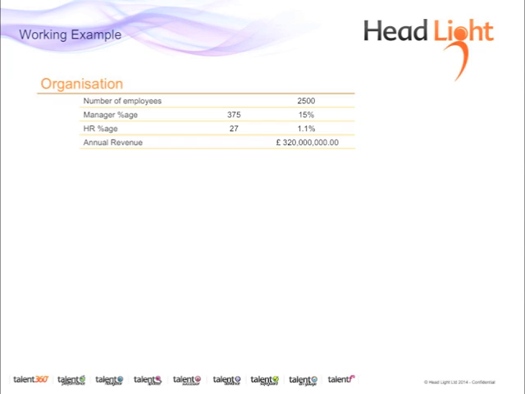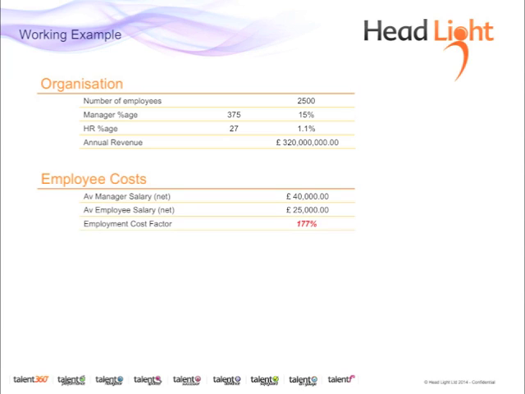So if we pursue this example a little further, we know how many employees, how many managers, and how many people in HR, and we'll use the HR figure later, and the overall revenue figures. We also know the employee costs for an average manager, and an average salary. And just a note on averages, because we are intending to introduce performance management universally, i.e. for all employees and all managers.